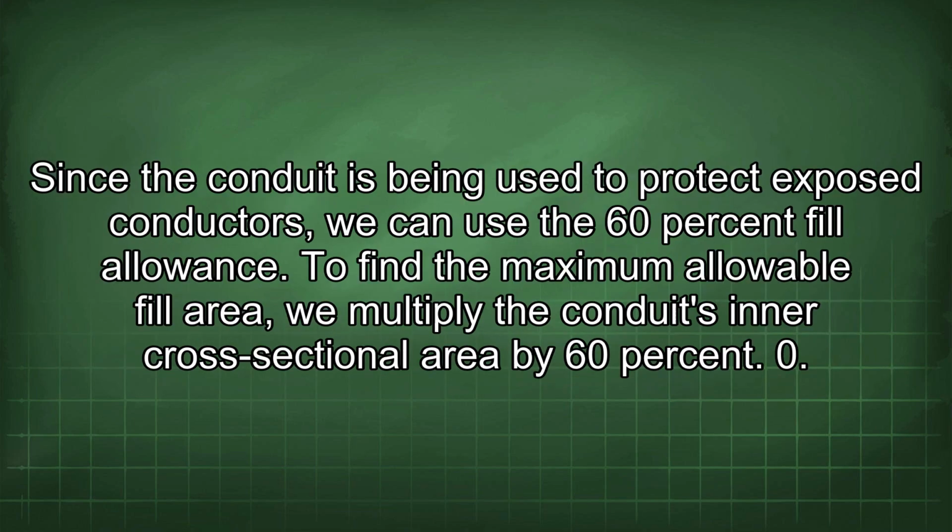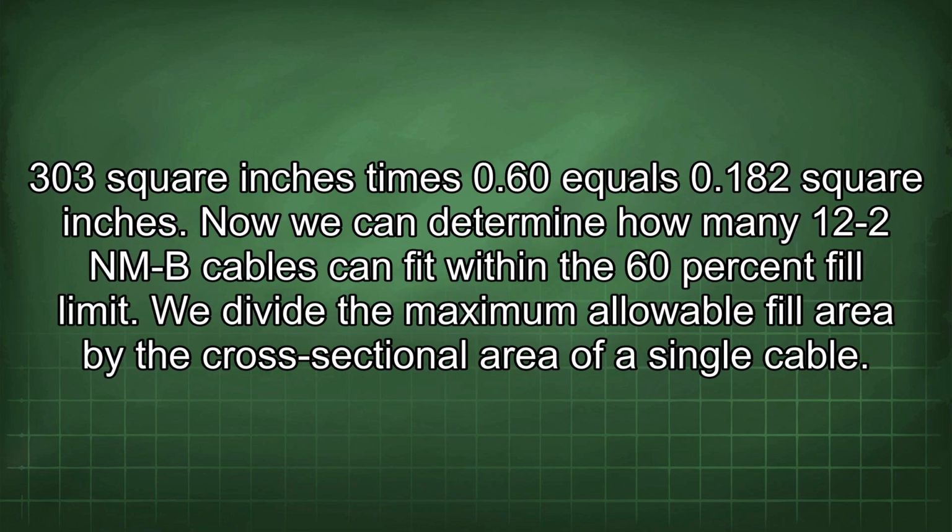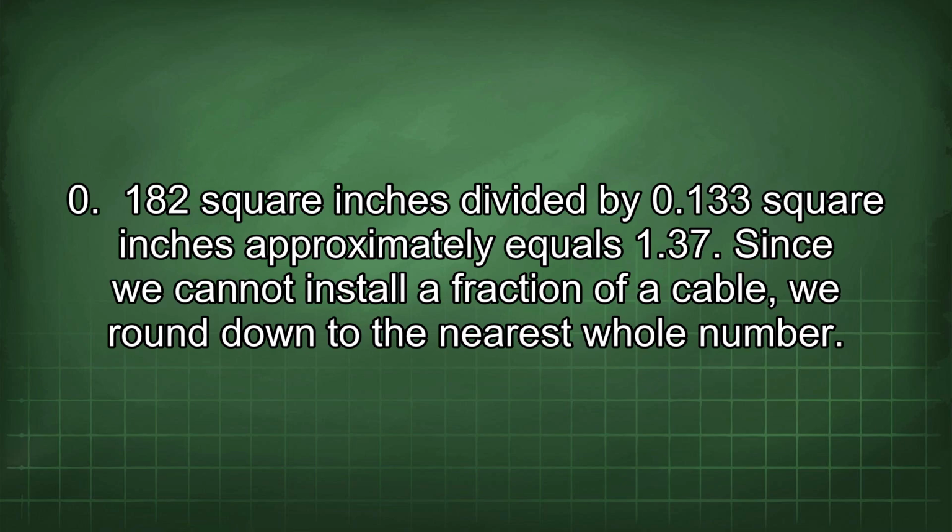Since the conduit is being used to protect exposed conductors, we can use the 60% fill allowance. To find the maximum allowable fill area, we multiply the conduit's inner cross-sectional area by 60%. 0.303 square inches times 0.60 equals 0.182 square inches. Now we can determine how many 12-2 NMB cables can fit within the 60% fill limit. We divide the maximum allowable fill area by the cross-sectional area of a single cable. 0.182 square inches divided by 0.133 square inches approximately equals 1.37.